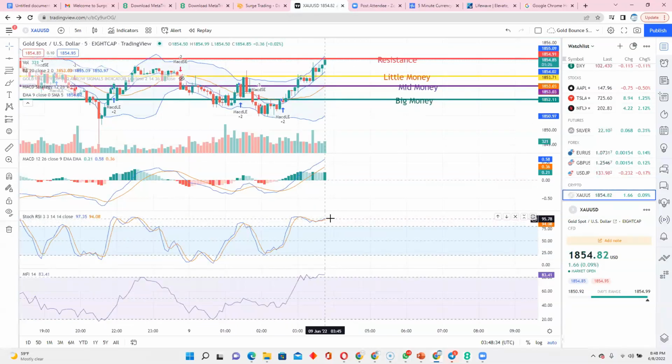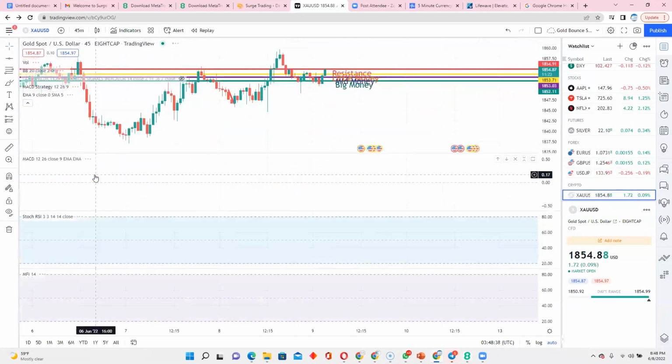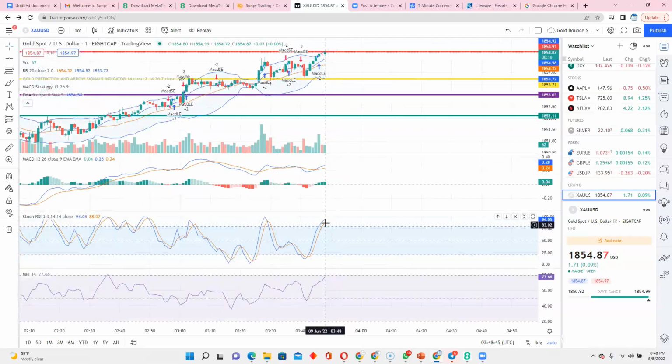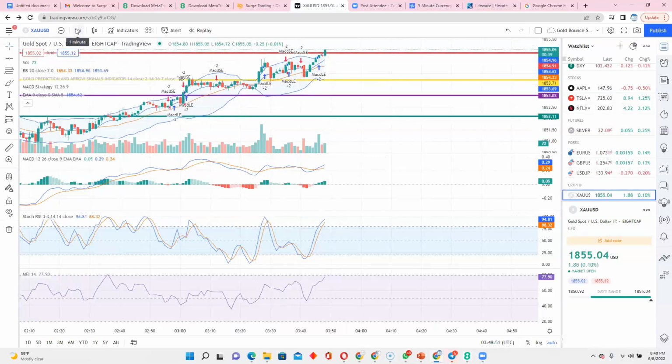Everything is saying this is super overbought. The 5-minute, the 15-minute. Let's look at what the 45 minutes is telling us. It's not on that one. Let's see the 1 minute. The 1 minute also is super high. Everything is saying this should be coming back down.